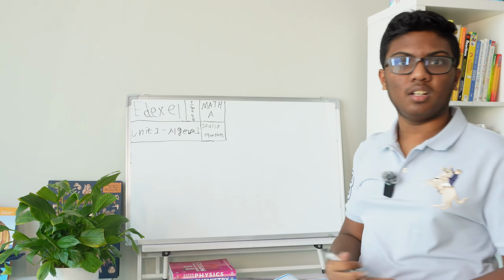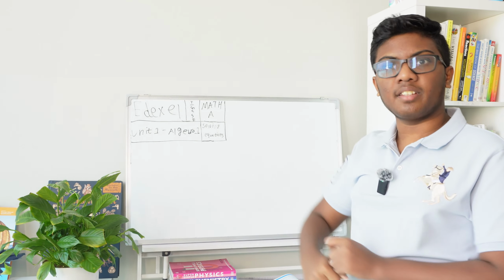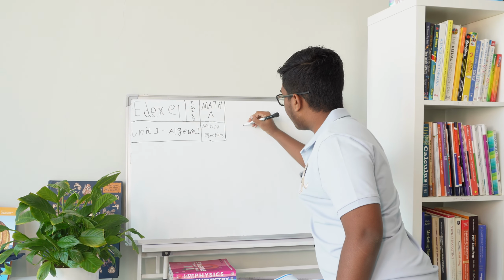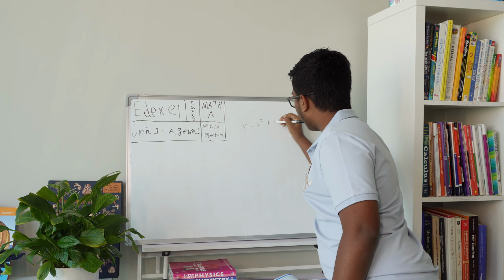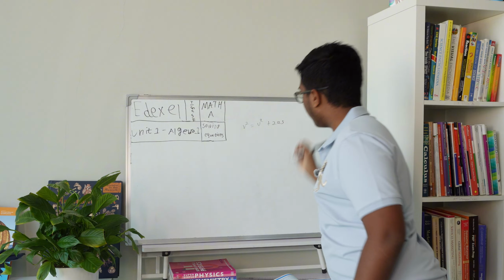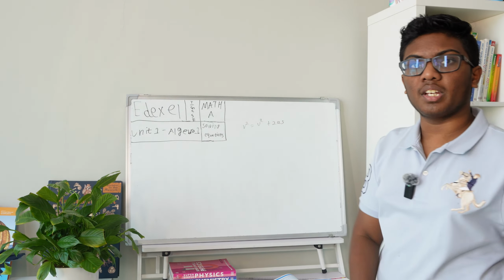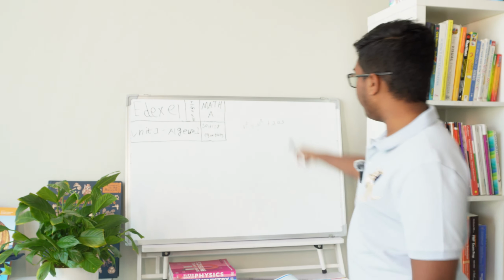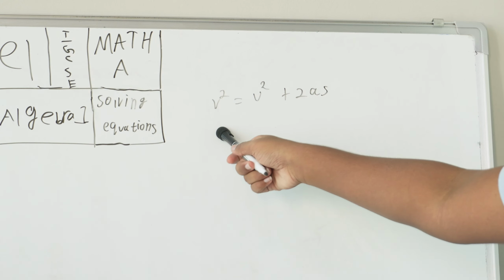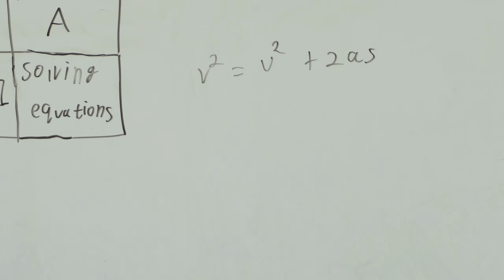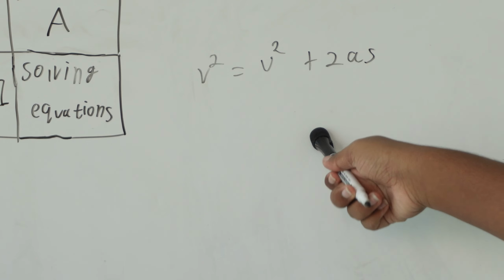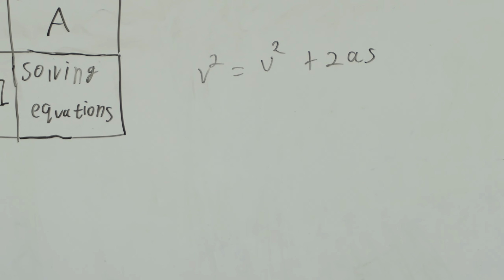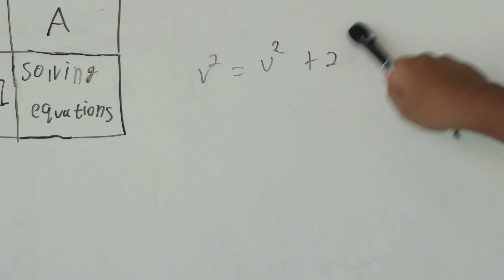Alright, pretty simple. You might encounter other things such as the infamous v squared is equal to u squared plus 2as. And this might be a bit confusing. We'll cover that in another physics video. But for now, if you want to know, v squared is final speed, u squared is initial speed or starting speed, and 2as means double the acceleration and the distance. Alright, pretty simple.